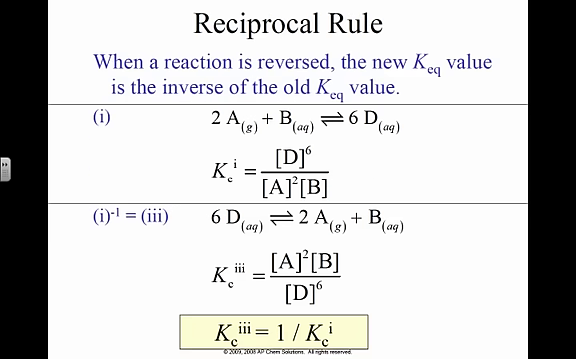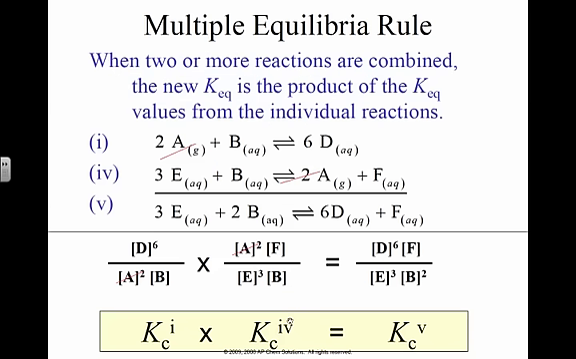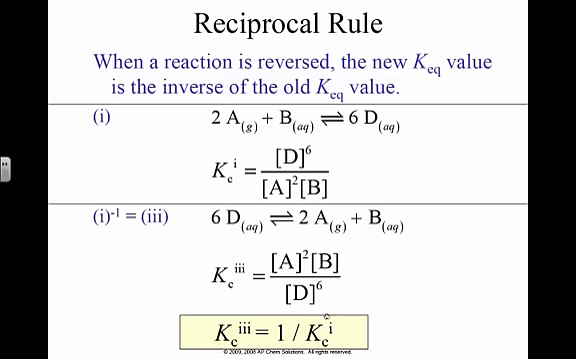The reciprocal rule. When a reaction is reversed, the new K value is going to be the inverse of the old K value. For example, this right here is going to be products over the reactants, d to the 6th over a squared, b. So if I flip this reaction like this, then I would have to flip my products over the reactants. So it's just K is going to be 1 over the original K value. Okay? So if you flip a reaction, it's 1 over K.